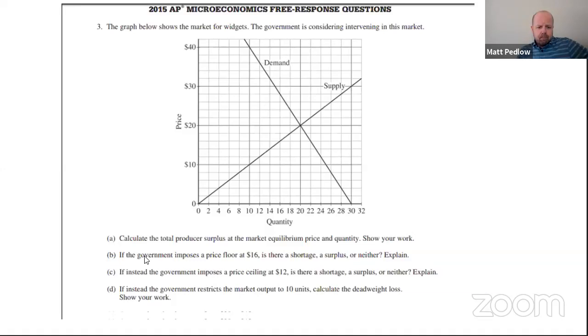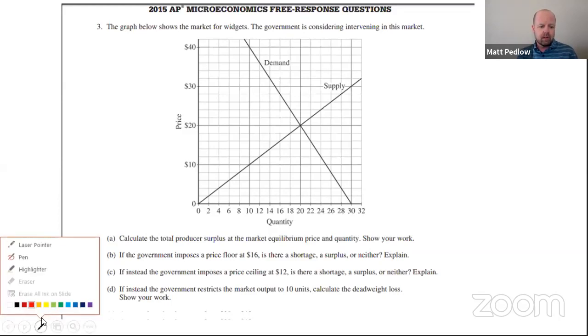So A, calculate the total producer surplus at the market equilibrium price and quantity and show your work. Okay, so one thing I should have told you is when you're looking at that deadweight loss, and this goes back to your geometry classes, find the area of a triangle, right, it's 1/2 base times height. You guys all know that. We can move on.